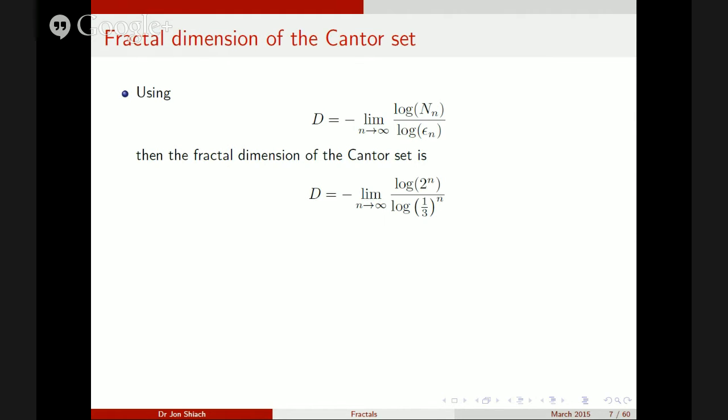Using laws of logs, we take out the power, so multiply the power in front of the log. Notice here we had a minus n, hence why this minus disappears. We divide both top and bottom by n, and we get log 2 over log 3 to the power minus 1, which is simply log 2 over log 3, which is 0.6309. So this means our Cantor set isn't even a line. It's somewhere between a point and a line. That gives us some idea of what the Cantor set is.